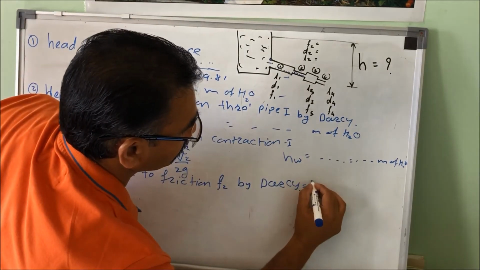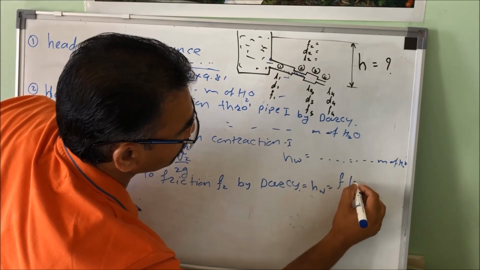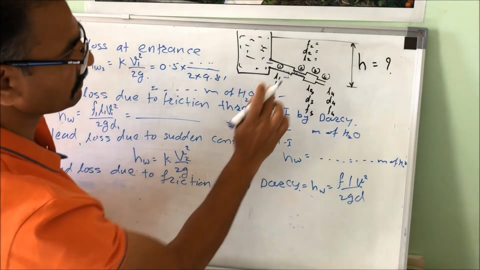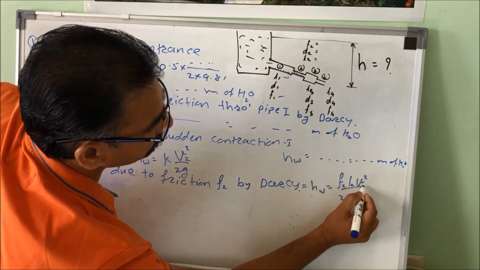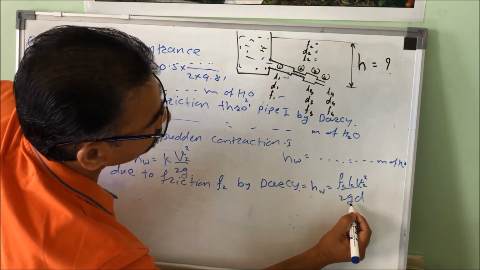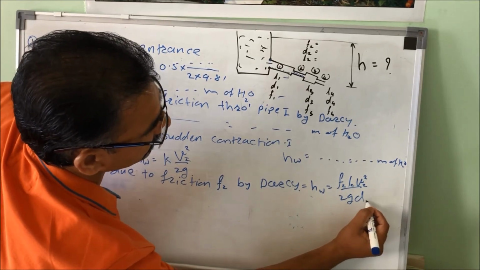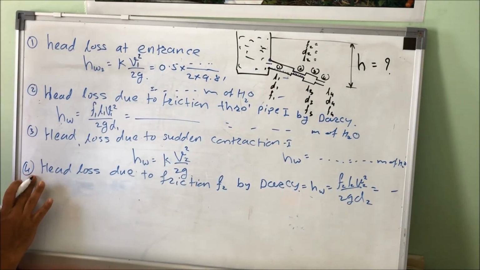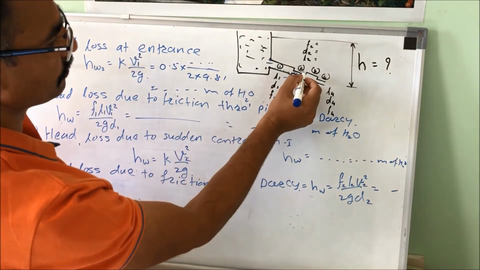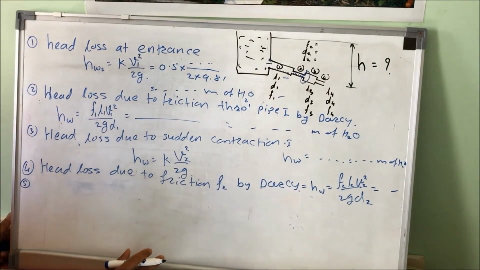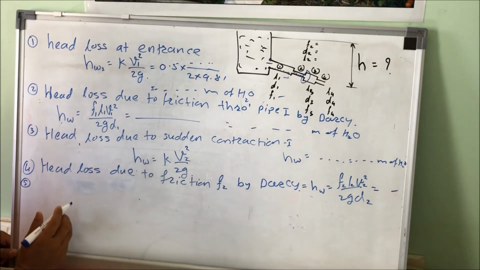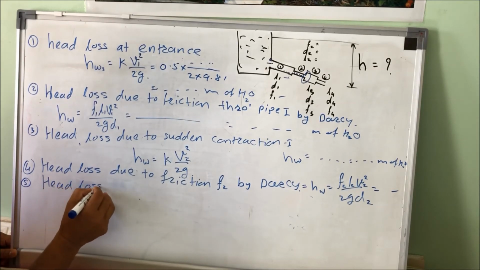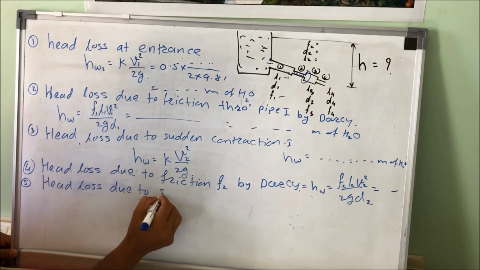So the same, HW is equal to f L V square over 2gD. Again, this is pipe number 2, so you need to consider F2, L2, V2 and D2. So you will get the same kind of answer, meters of water. Now fifth, we are entering here now. Head loss, similarly like this, head loss due to sudden enlargement.